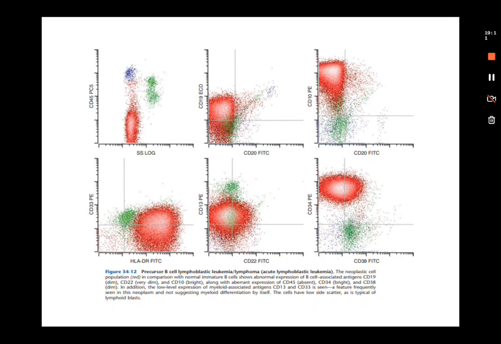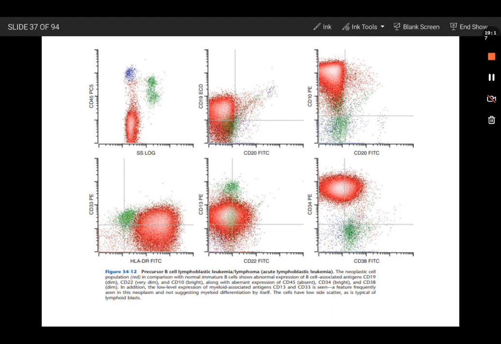So this is the precursor lymphoblastic leukemia. We know CD45 and side scatter is showing the blast gating we are using. On the second graph we can see CD19 is dim expression, CD20 is negative, and there is bright expression of CD10, which means it is B cell. This is a blast and this is B cell.